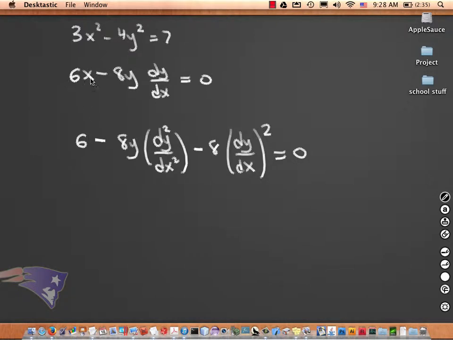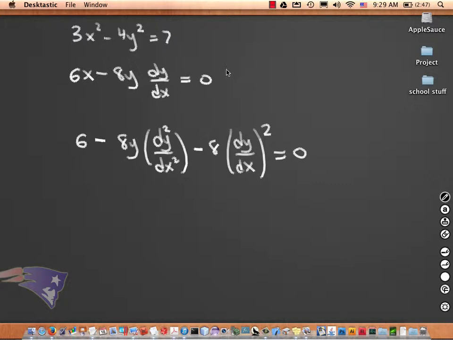Okay, differentiate this again. Derivative of 6x is 6. Now you have to use what rule here? First times the derivative of the second. Well, what's the derivative of dy dx? d2y dx2. Plus the second times the derivative of the first, but the derivative of this is negative 8 dy dx. So you've got dy dx times dy dx, so there's dy dx squared.